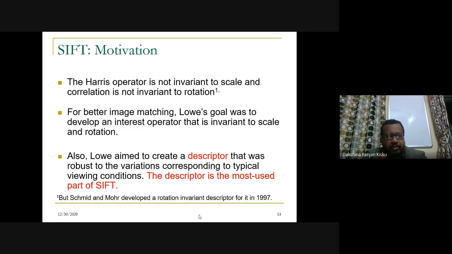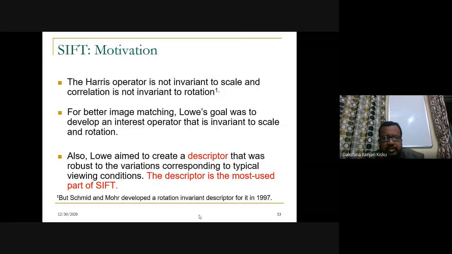Now, what was the motivation behind scale invariant feature transform, or SIFT? Before SIFT came, there was another operator called the Harris operator or Harris detector. Okay, so the Harris operator is not invariant to scale, and correlation is not invariant to rotation. Somehow it was made rotation invariant, but it was not scale invariant. And there was no concept of a descriptor in the Harris operator. So this was the first motivation from which David Lowe thought that he should develop an operator or a descriptor which will have the property of scale invariance and rotation invariance, as well as some robustness to affine distortion, 3D viewpoint, and change in illumination.